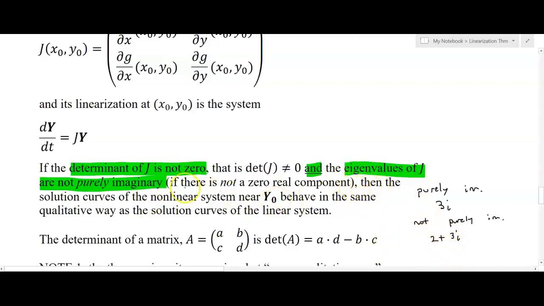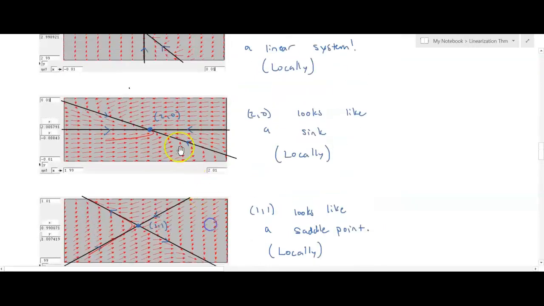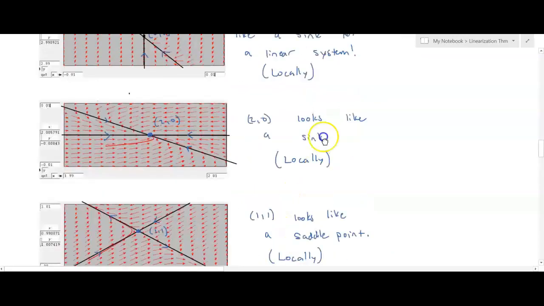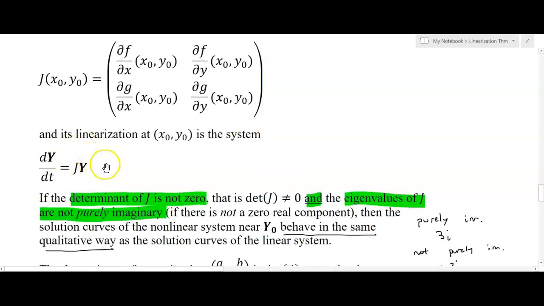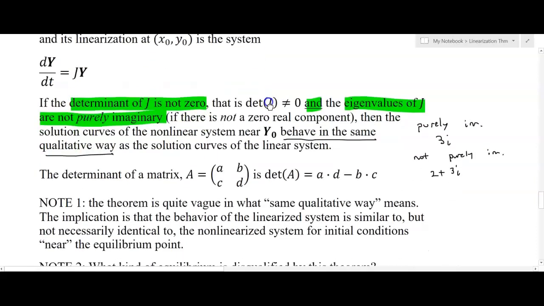We're not going to get into why this is specifically true here, but if these 2 conditions hold, then the solution curves of the nonlinear system near that equilibrium point behave in the same qualitative way as the solution curves of the linear system. We've already seen that that is the case from these 4 phase planes when we looked very close to our equilibrium points. Now we have a way of actually computing that linearized matrix. Once we have that linearized matrix, we can compute its eigenvalues, and we know just based on the eigenvalues whether that point will behave like a sink, source, spiral sink, spiral source, center, or saddle point.